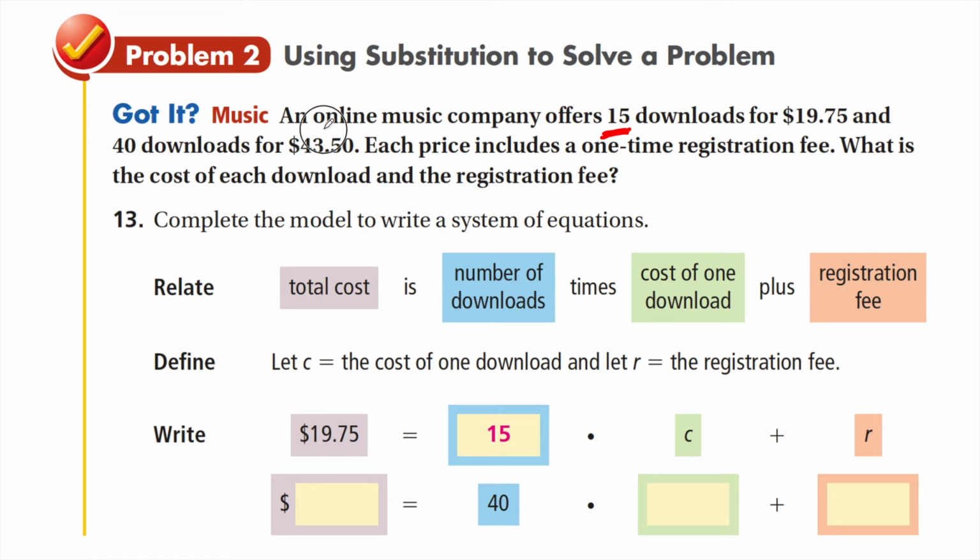And the next one is going to be $43.50. And it's going to be 40, because that's how many downloads we have, times our C value once more, plus our registration fee, which is that R. All right, so the major difference between the two is that we have a 15C is now 40C in the more expensive version, and obviously the price at the end is also a major difference.